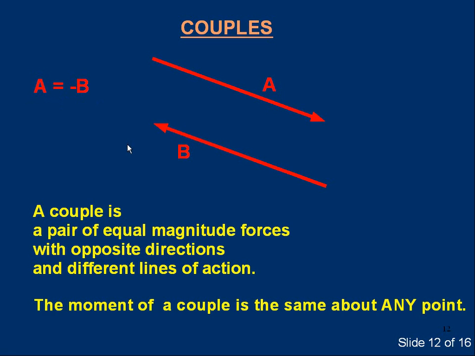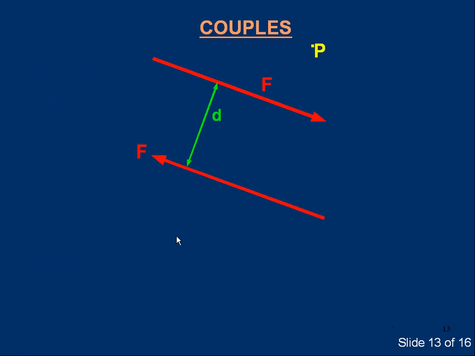What's so interesting about a couple? Well, it turns out that the moment produced by a couple is the same whatever point you choose, which is quite surprising. The moment normally depends on the distance from the force, but it turns out that the moment of a couple is the same about any point, and I'll quickly demonstrate why.